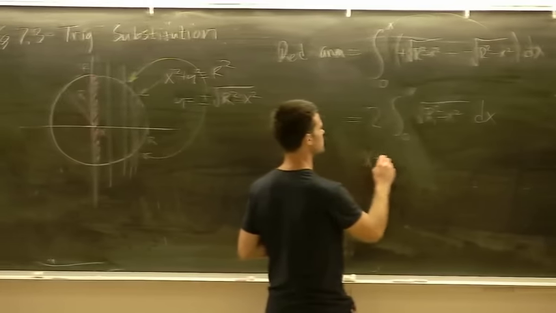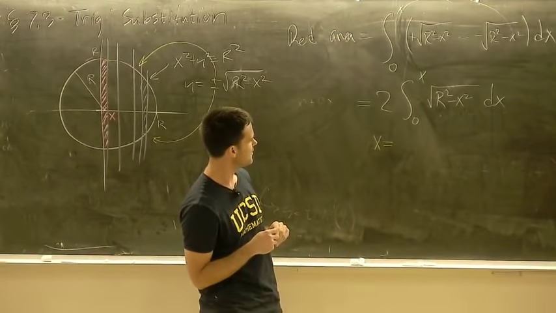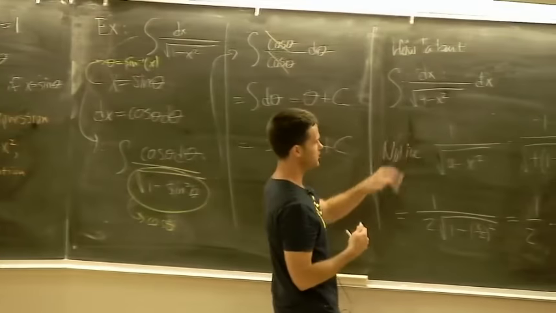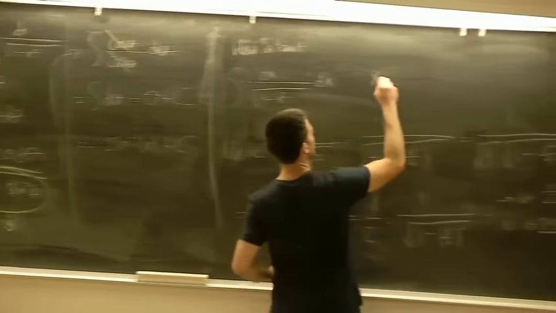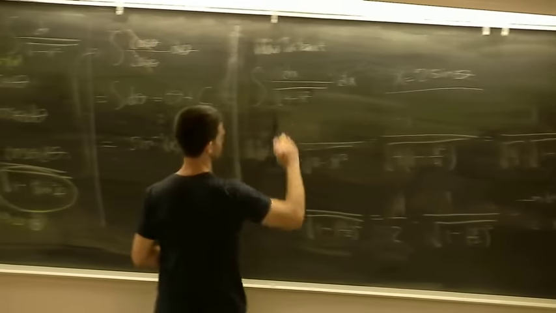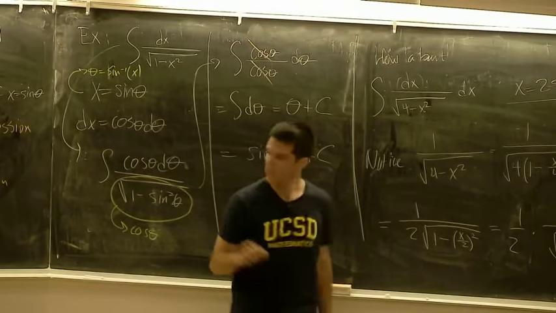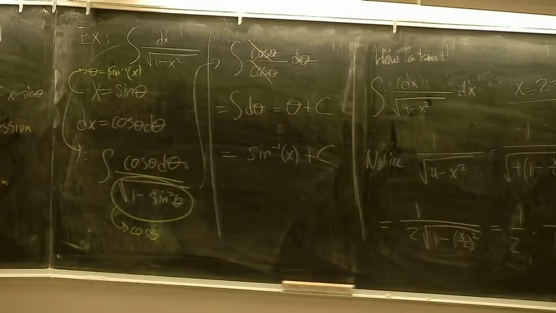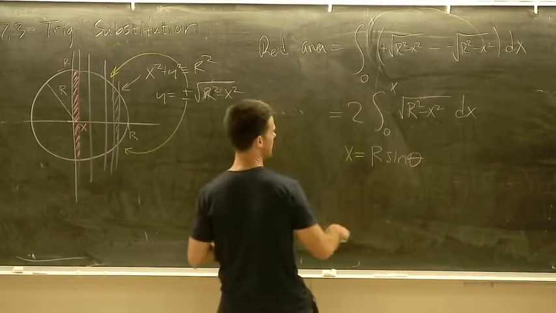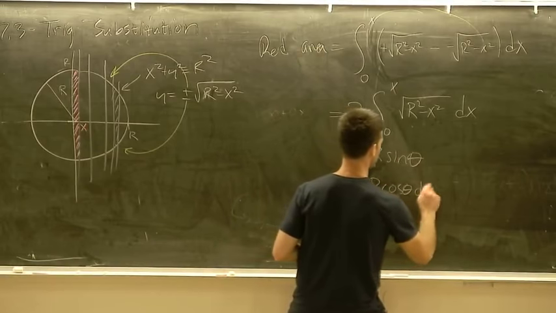What should the substitution I make be? You can kind of take analogy with this one. I said x equals 2 sine theta was the correct substitution for this problem. I didn't finish the problem, but I kind of motivated that. So what should it be on this one? R sine theta. So if we make this choice of x, then dx is r cos theta d theta.